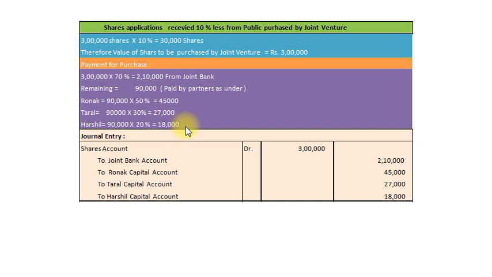And our accounting entry for this purchase of shares is: shares account debit rupees 3 lakh, to joint bank account rupees 2,10,000, to Ronak capital account 45,000, to Taral capital account 27,000, and to Harshil capital account rupees 18,000. So like this, 10% less shares purchased by joint venture.